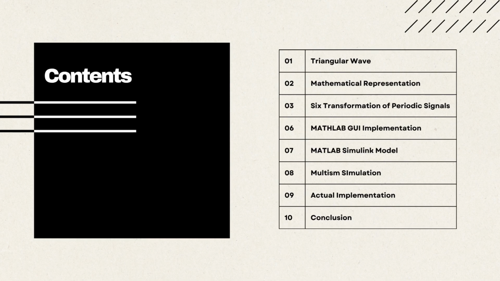Then we'll explore the 6 fundamental transformations of periodic signals, essential tools for working with and manipulating waveforms. From there, we'll move into practical implementations, starting with a MATLAB GUI, followed by a Simulink model, and even a Multisim simulation to show how triangular waves behave in virtual circuits.